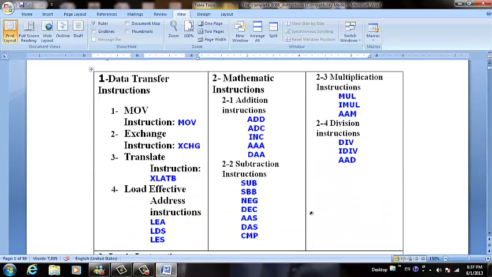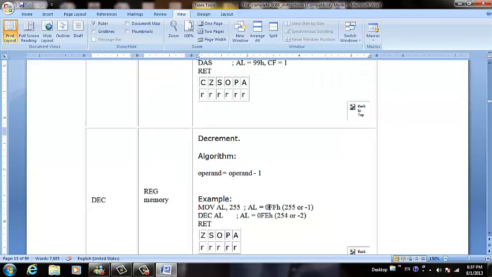Again, decrement. We don't need to explain that. In fact, decrement is to decrement the content of the register by 1. Here, move AL with 255. Decrement AL, that means AL will be 254.